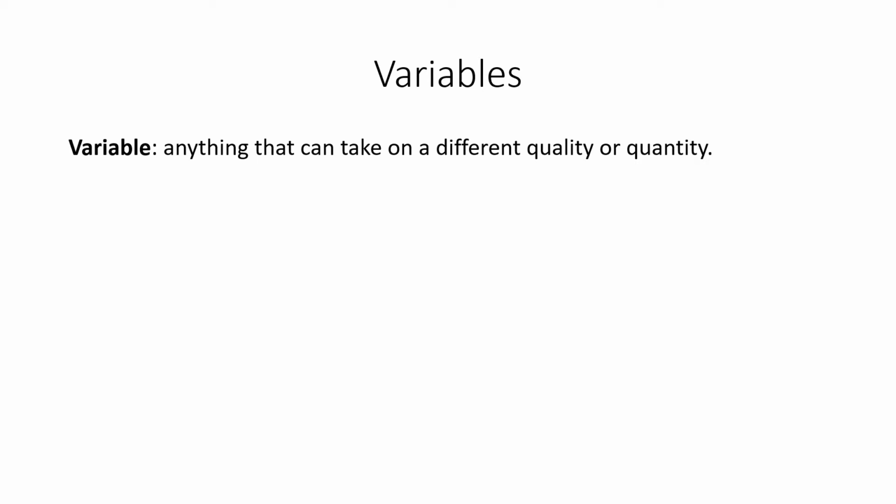Let's talk about variables. We're going to look at different ways to measure variables, different types of things that go into it. I'm not going to go as in-depth as I do in stats, but I am going to talk about some of the same things. A variable is anything that can take on a different quality or quantity.